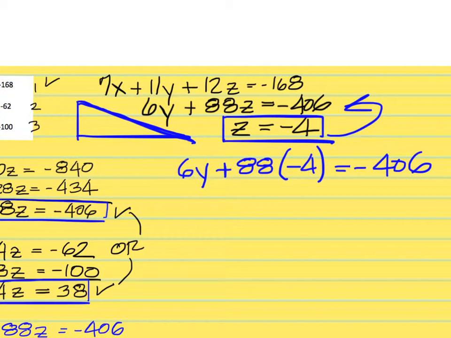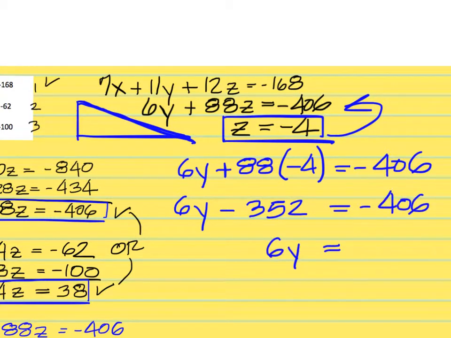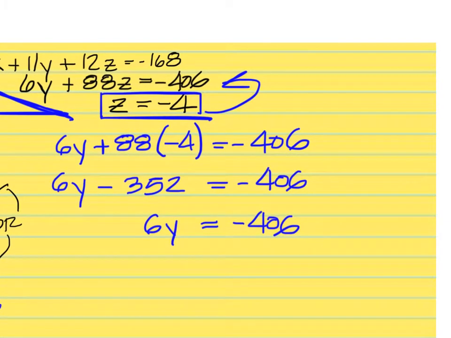Alright, so 88 times a negative 4 is a negative 352. So you have 6y minus 352 equals negative 406. Keep your 6y where it's at, and you're going to have plus 352 on the right. So negative 406 plus 352 is a negative 54.